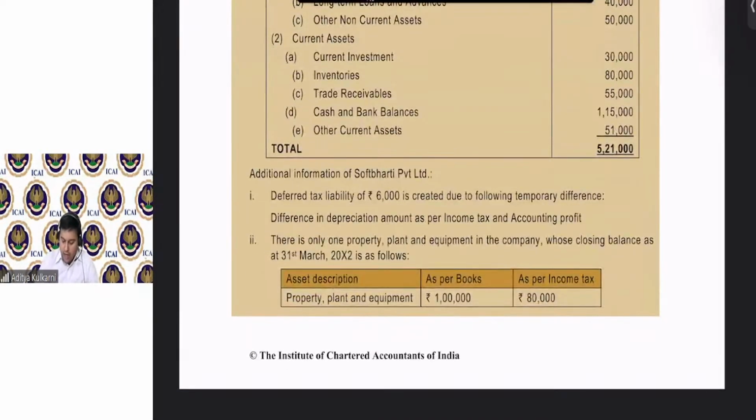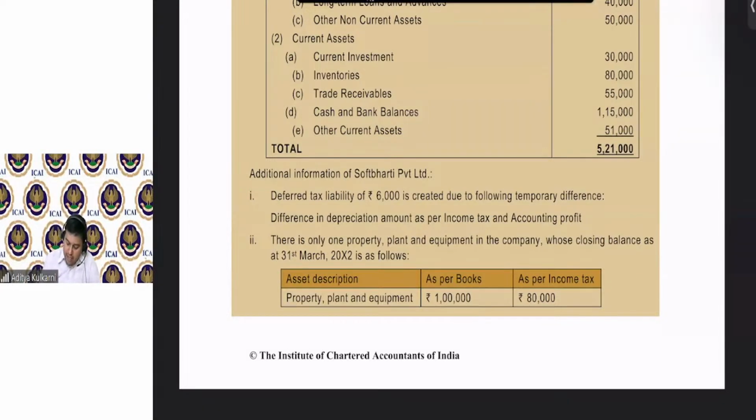Okay. Additional information of Soft Bharati Private Limited. तो अभी ध्यान से we will study one by one and I will not read the entire question. We will read one adjustment, look at the impact. Any correction is there, we will do it immediately and then we will continue the problem. Because if I read it again, then I come back, then I again do it. It is a waste of time. Okay. So now, additional information of Soft Bharati Private Limited.